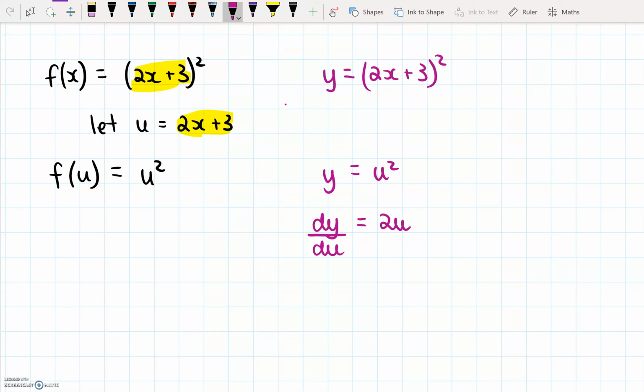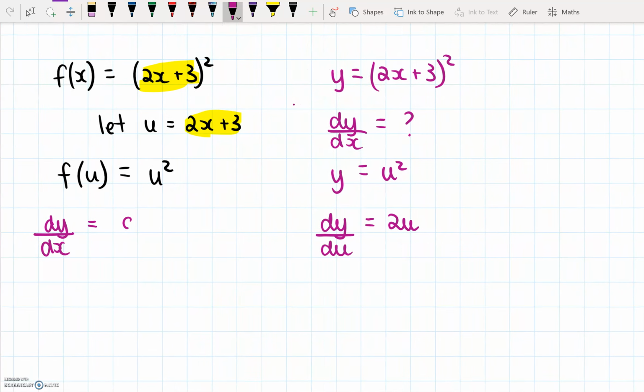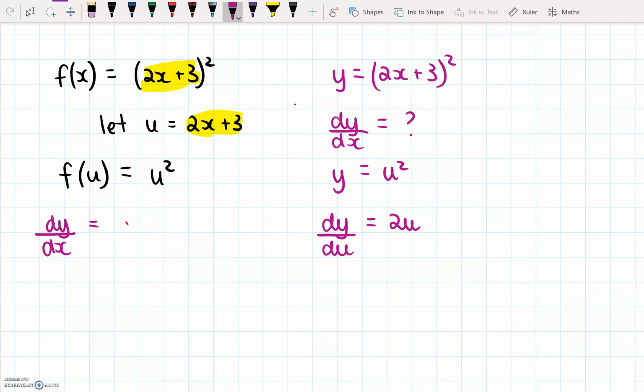Okay, what we are looking for is, we wanted to differentiate the original term, so what we are looking for is dy dx. This is what we're trying to find. Now, if we want dy dx, and we can calculate dy du, we are able to calculate that here. We need to think of a way to get dy dx instead of dy du. So how can we get rid of this du?